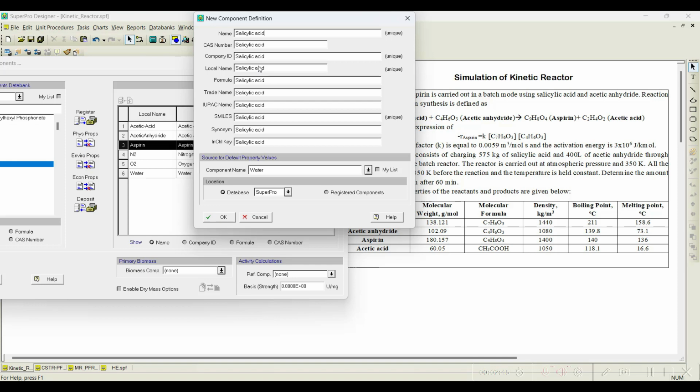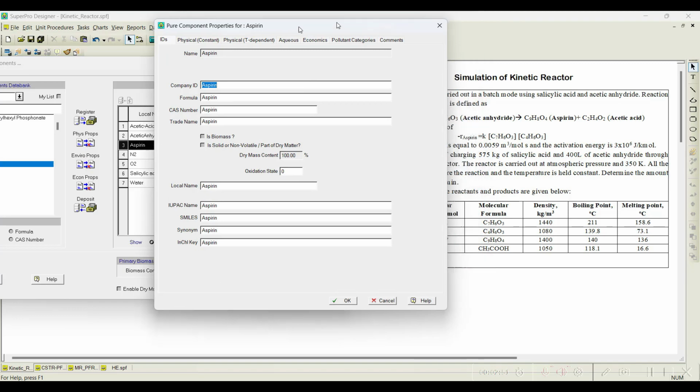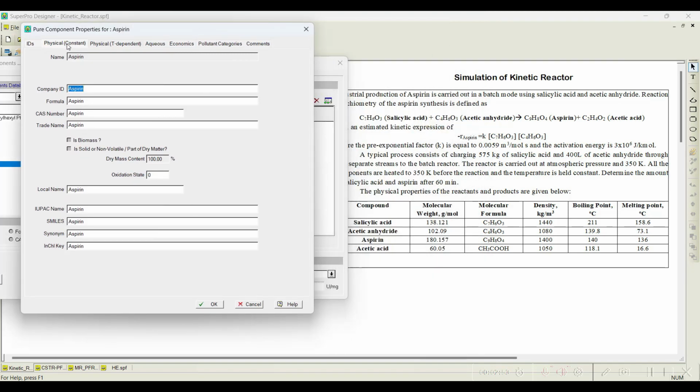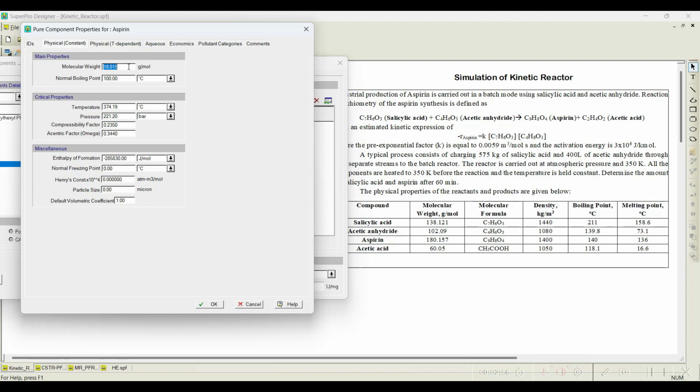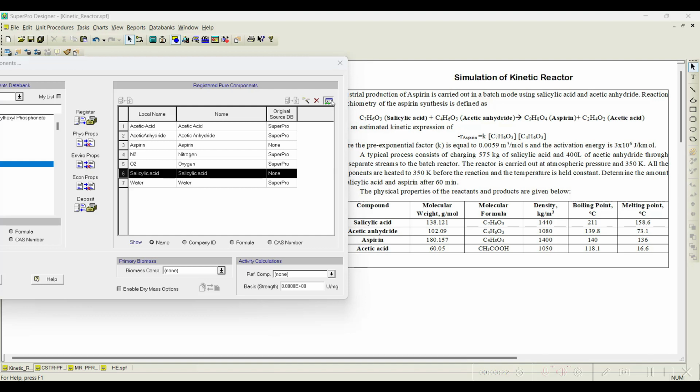I'll register them, and I'll go to the aspirin properties. We need to change the properties because the registered ones are water properties. The molecular weight is given as 180.157, and the normal boiling point is 140 degrees centigrade. For physical density, I'll make it independent of temperature. The density value is 1400, and I'll make this unknown because otherwise we get an error. So click OK.